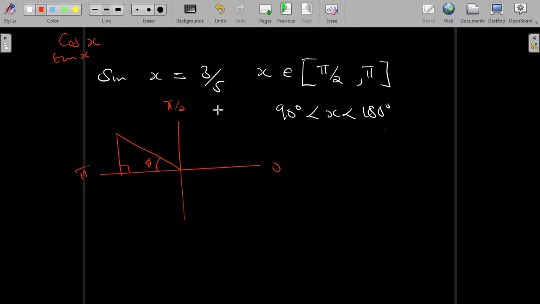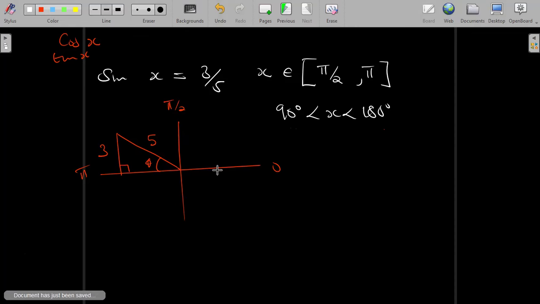And then what is sine? Sine is opposite over the hypotenuse. So the opposite, this side, is 3, then the hypotenuse is 5. So this side, which is opposite to the 90, is going to be 5. Now they're telling us to find cos x and to find tan x. So we have to find this other side here.